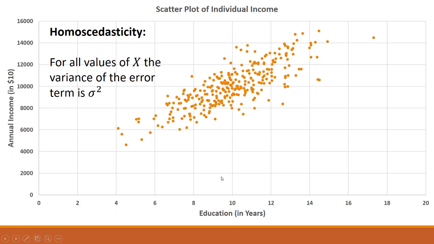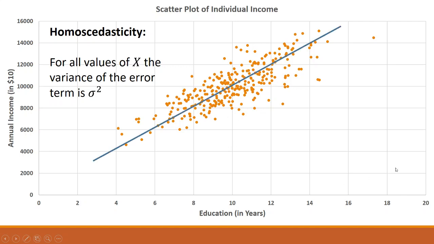Now what we're saying is that for each value of x, our independent variable, which is education, the variance, meaning the amount of dispersion in the error term, is sigma squared. The distribution of the error term has the same variance. That means if you have 6 years of education, the exact same amount of variance; 8 years of education, the same amount of variance; 10 years of education, the same amount of variance.